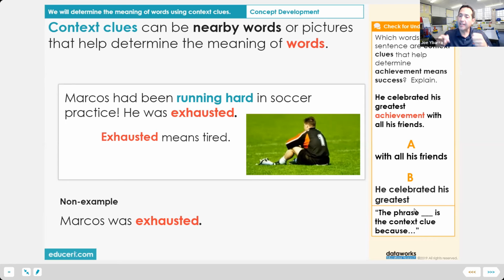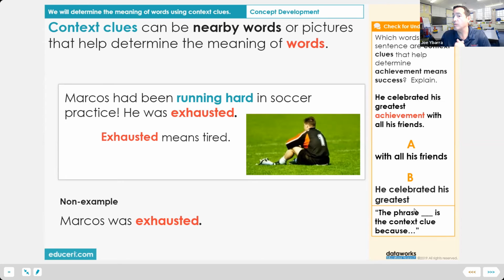You're my middle-performing student, and you understand. "He celebrated his greatest achievement" is an example of a context clue because when you celebrate something great, that must be some type of accomplishment or a success. That tells me what achievement means. Maddie, you're my high-performing student who can get bored quite quickly if I don't engage, if I don't extend your thinking.